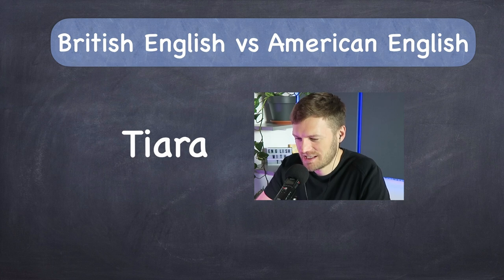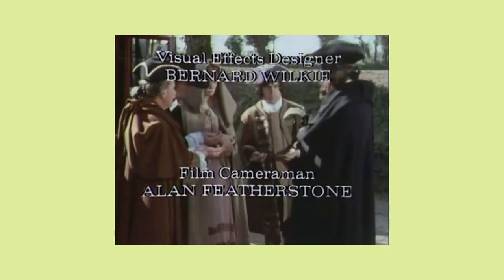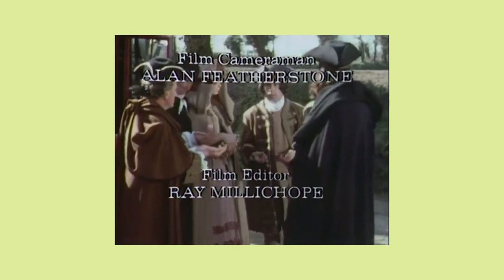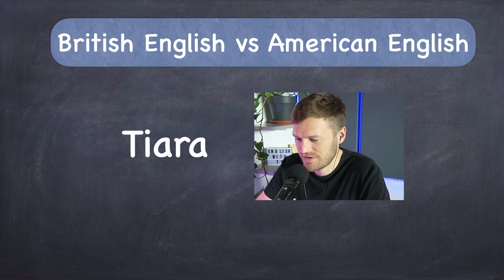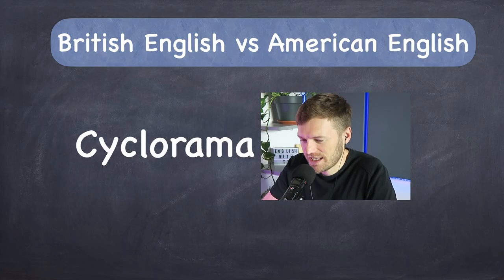The next word is spelled T-I-A-R-A, and it's pronounced tiara in British English, and in American English, it's tiara. Here's an example of the British English pronunciation for you. Anyone else got a tiara? And here's an example of the American English pronunciation. Nice tiara.